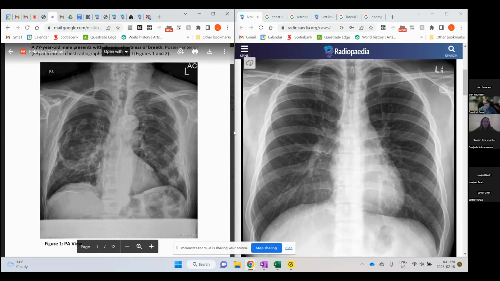They're sort of linear opacities as opposed to rounded. I also notice the cardiac silhouette seems not enlarged, normal. There's no blunting of the costophrenic angles. The aortic knob looks slightly enlarged to me, and then there's also kind of linear opacities on the superior portion of the diaphragm by the lateral on both sides. Okay, very nice, very nice.